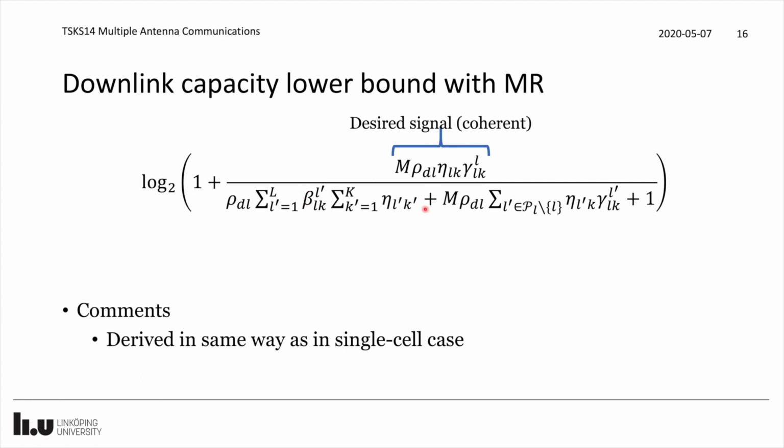Then in the denominator we have 3 terms. The first term is non-coherent interference, as we were expecting. We have the transmit power, rho downlink times eta_L'K'. This is the power that is assigned to user K' in cell L'. And here we have beta, which describes the large-scale fading coefficient or the variance of the channel from the base station L' that's transmitting to this user to me as a user.